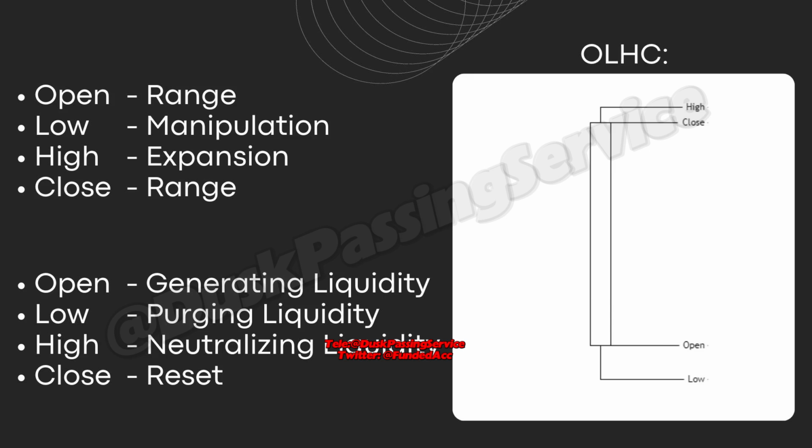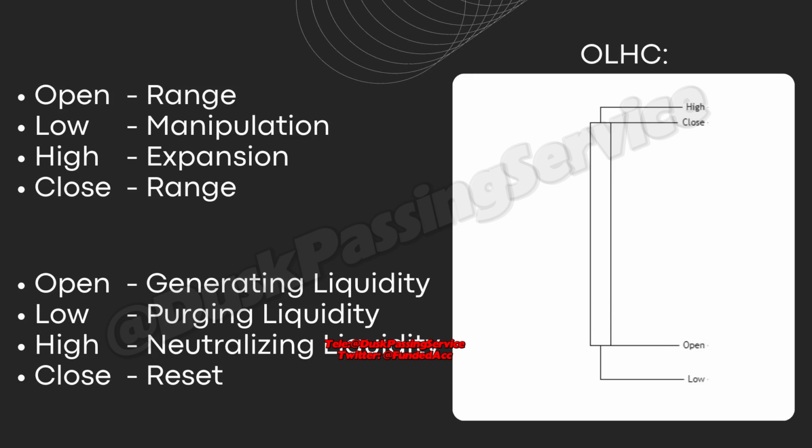That's what happens every single candle, right? Generating liquidity, purging liquidity, and then neutralizing liquidity, right? And then last but not least, resetting the whole cycle by closing the candle, and then the same cycle repeats as soon as the next candle opens, right? That's basically how each candle is formed, and each candle works through the help of liquidity being generated, purged, or neutralized, right? This is basically how the market moves, and you should be aware of this.